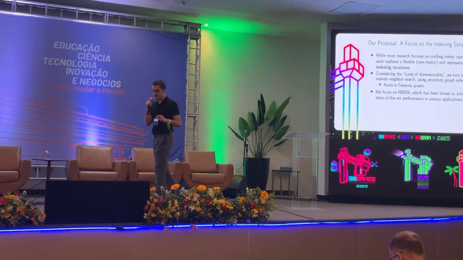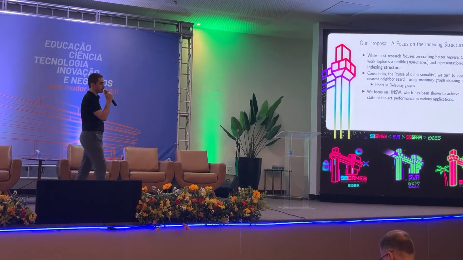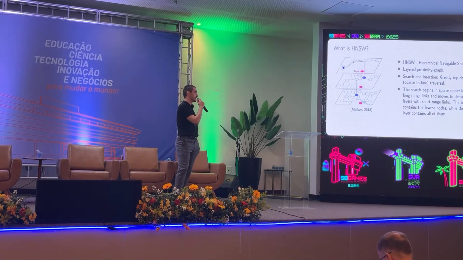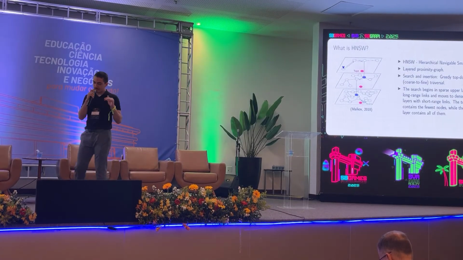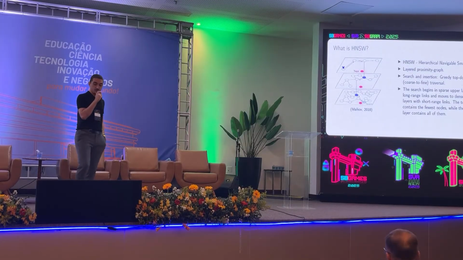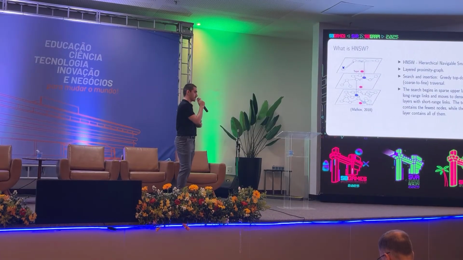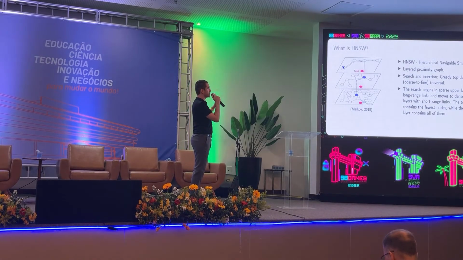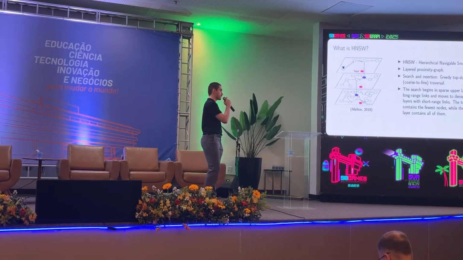So specifically in this case, we focus on HNSW, which has been shown to achieve state-of-the-art performance in various applications. And here is what HNSW is. It stands for Hierarchical Navigable Small Worlds. This structure is a layered proximity graph where search and insertion work by a greedy top-down traversal. The search begins in the sparse upper layers with long-range links and moves to denser lower layers with short-range links. The top layer contains the fewest nodes, while the bottom layer contains all of them.